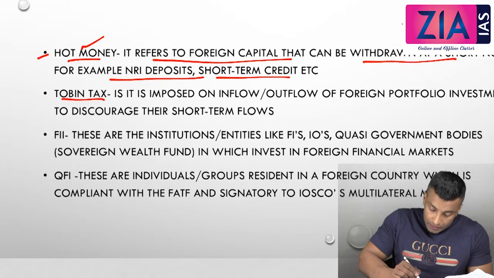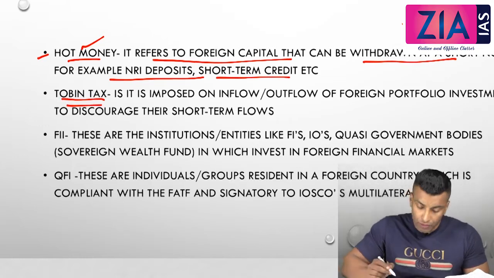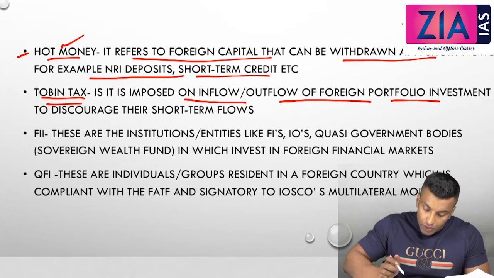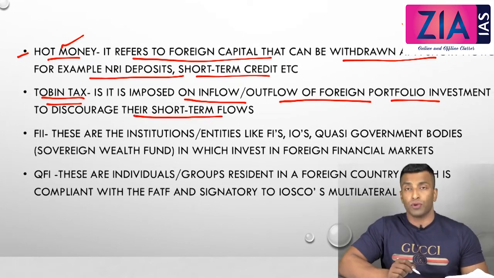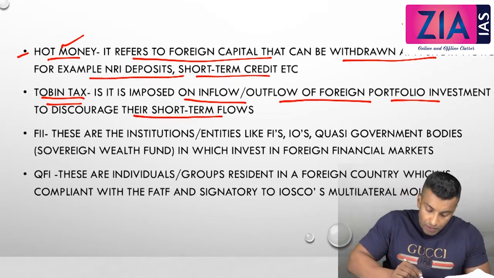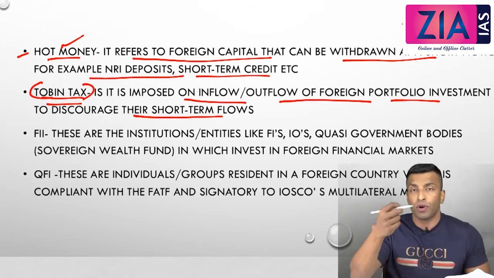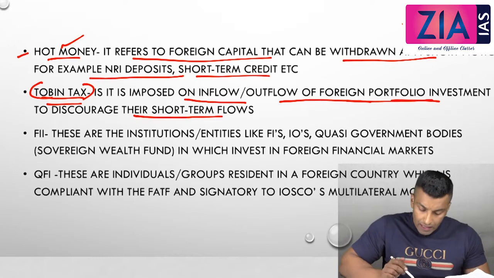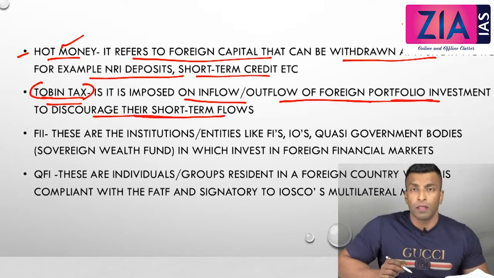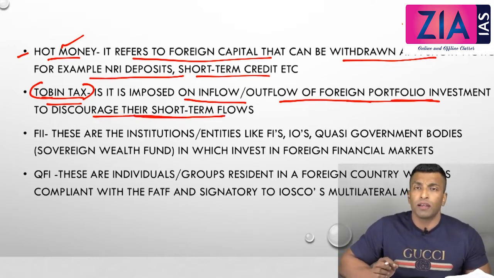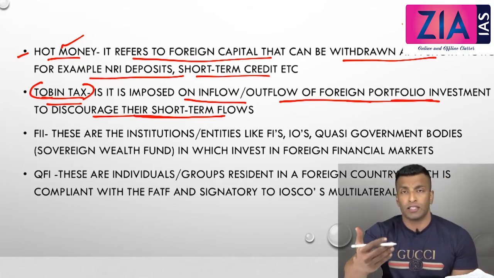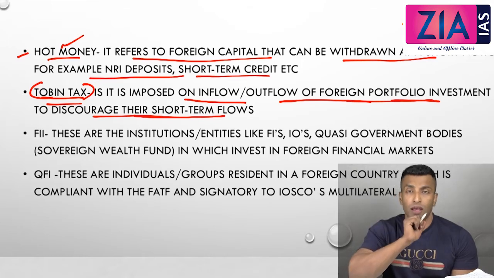Now, what is Tobin tax? This can be a prelims question. It is imposed on the inflow or outflow of foreign portfolio investment to discourage short-term flows. So the tax imposed by the government on the inflow or outflow of foreign portfolio investment is the Tobin tax, basically to discourage short-term flows. If all countries adopt the Tobin tax, it is acceptable. But if only some countries adopt it, they will be in a disadvantageous position because they won't get any investments because of this.